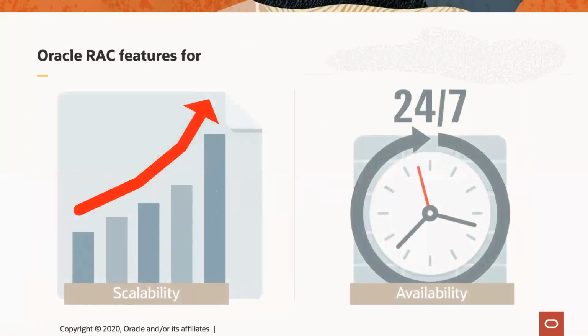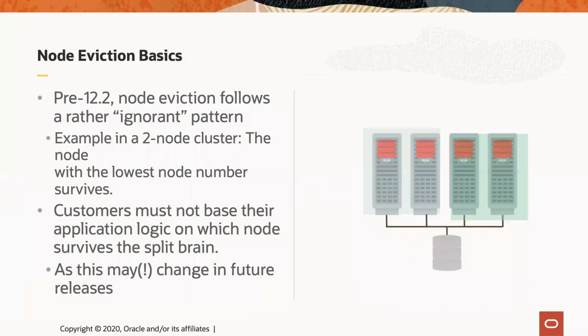Now let's talk about availability. Availability features include some of the things regarding node eviction. If you have played with Oracle RAC, you know that we expect certain nodes to behave in a certain way in order to be part of the cluster. If a node does not behave correctly, which means it doesn't send a heartbeat via the network and the disk, then we have to evict it.